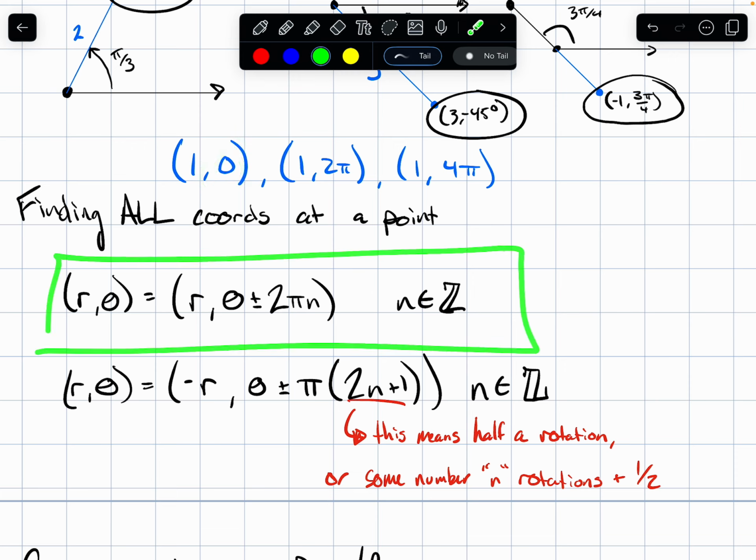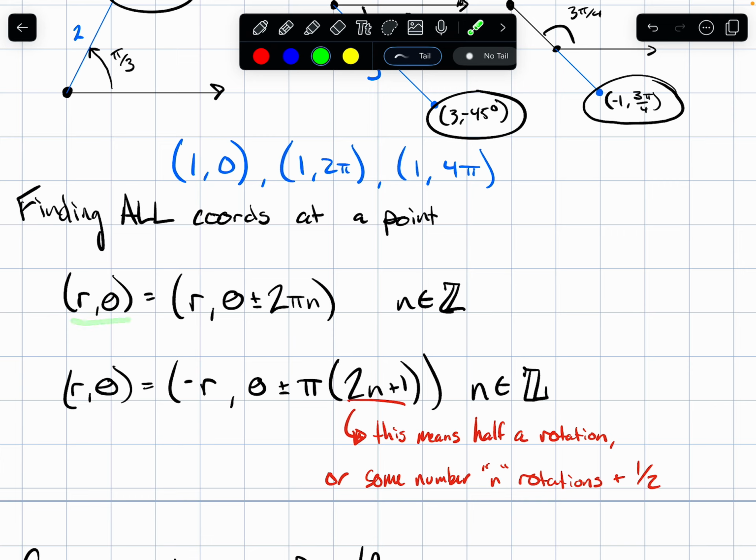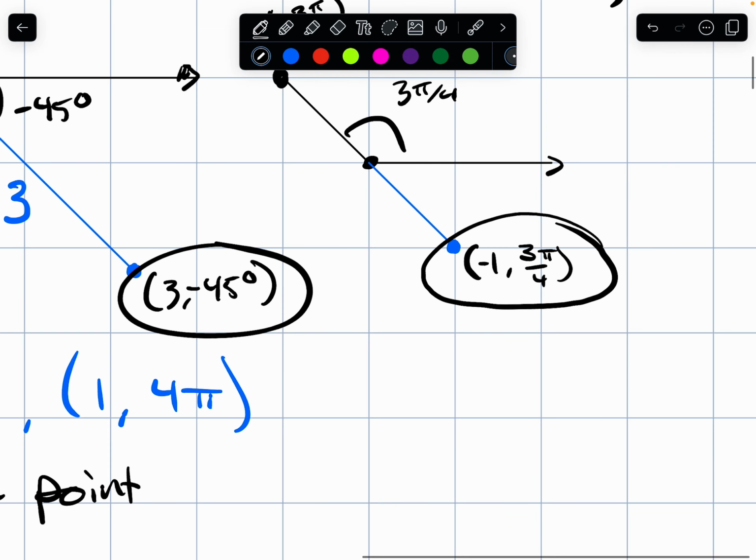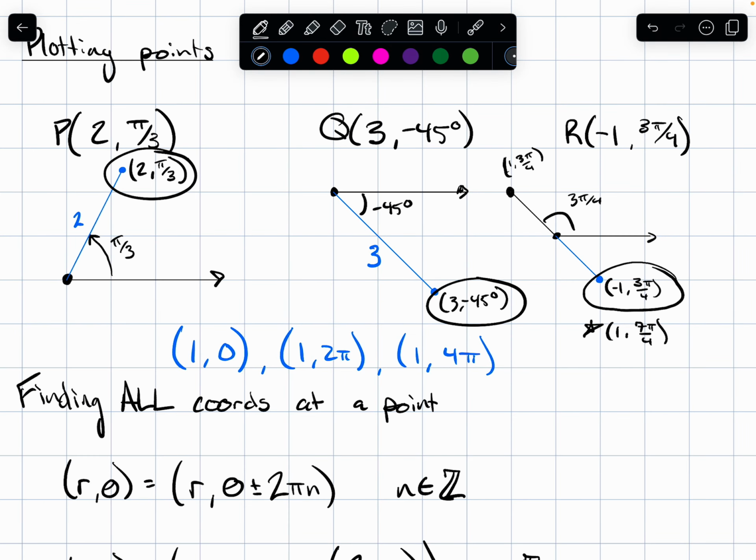So, looking here, r comma theta equals r comma theta plus or minus 2 pi n. You can see that is what I did here. But now it gets trickier when I want to think about that negative version. The idea with the negative is it's essentially half a rotation away. If I make something negative, this here is half a rotation away from this point. It's going pi distance away. So another way I could represent this point would be 1 comma 7 pi over 4. So there are going to be multiple representations for different points in this system.